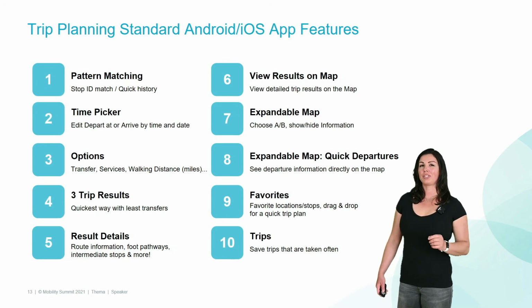Number 8, of course, is also Expandable Map, but the quick departures, which is super useful when I'm trying to figure out what stop should I go to, which bus is departing now. Number 9 on our list is, of course, our favorites, the ability to quickly drag and drop, and of course, find a trip plan as soon as I need to is really useful. And of course, number 10, our trips tab, which helps you save trips that are taken often so that you don't have to do too much input.